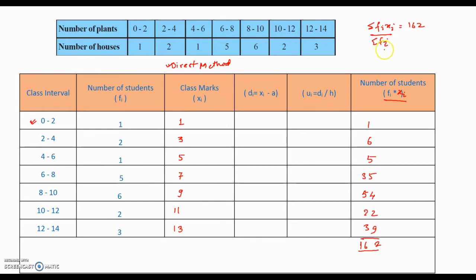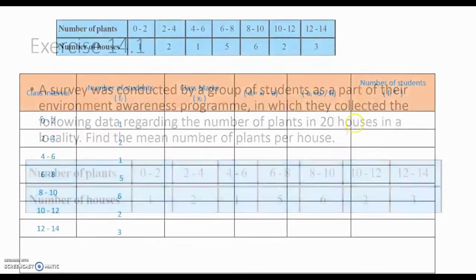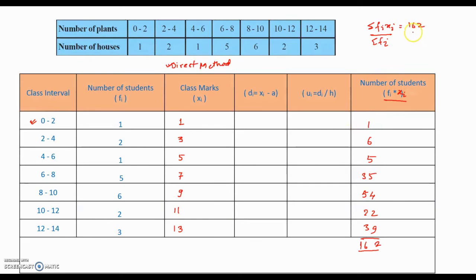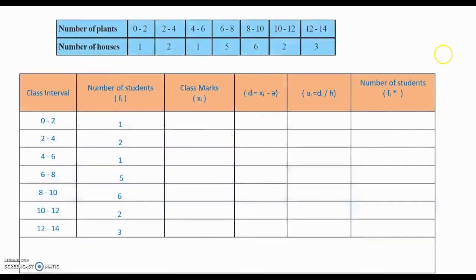How about sigma fi? Sigma fi is total number of observations. You could see the total number of observations as 20, right? 20 houses are there, so sigma fi is 20. So you divide by this. Okay, what you get is 16.2 by 2, 8.1. 8.1 is the mean of this particular question. There are 8.1 number of plants per house.